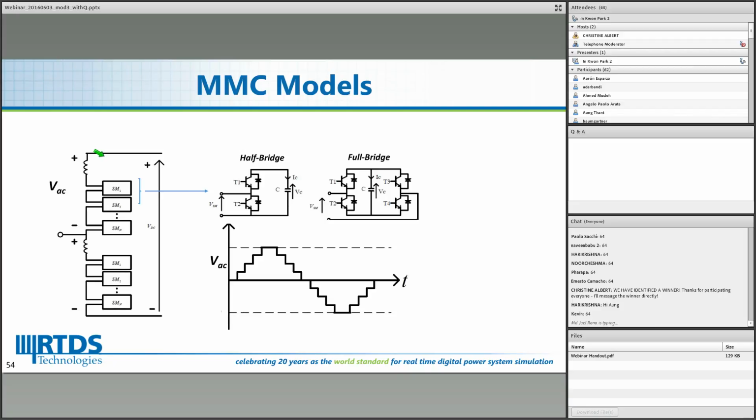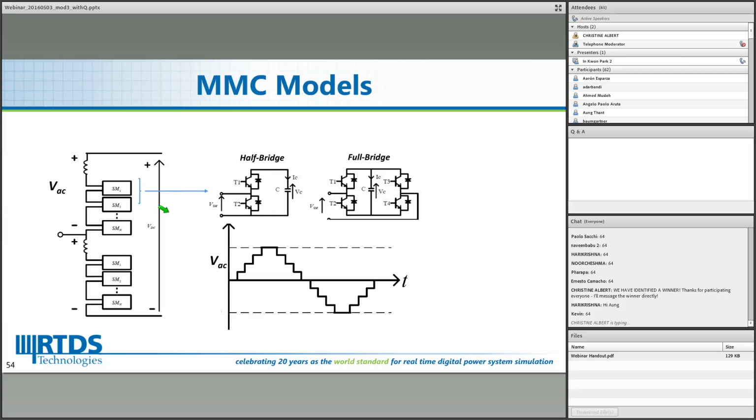Then the second model RTDS offers is what we usually call the chain B5 model, and that chain B5 model is based on the processor, so you don't need any extra hardware in order to run the simulations. But then the third category of existing RTDS MMC models is based on the FPGA, and we usually call that the MMC FPGA model. So you have the freedom to choose the most suitable model for your simulation.